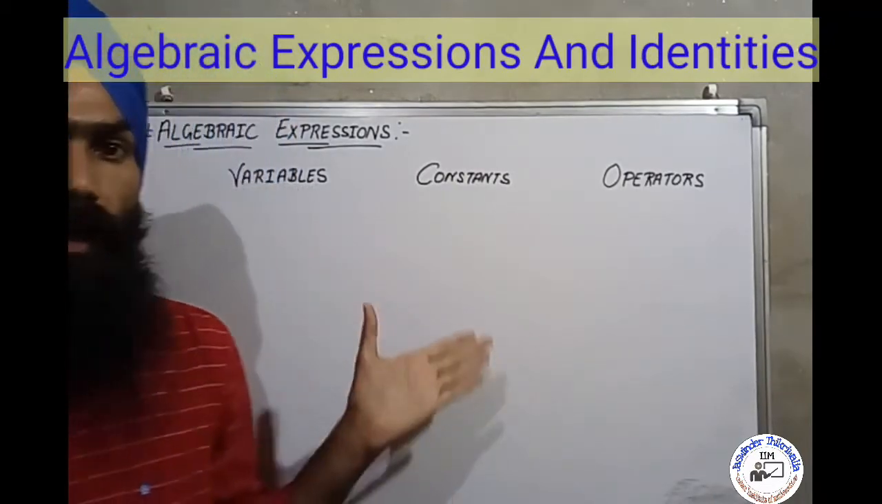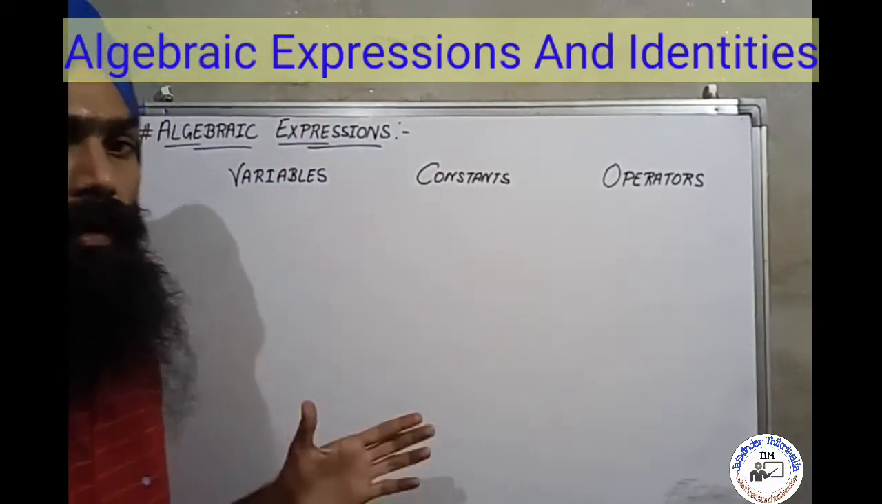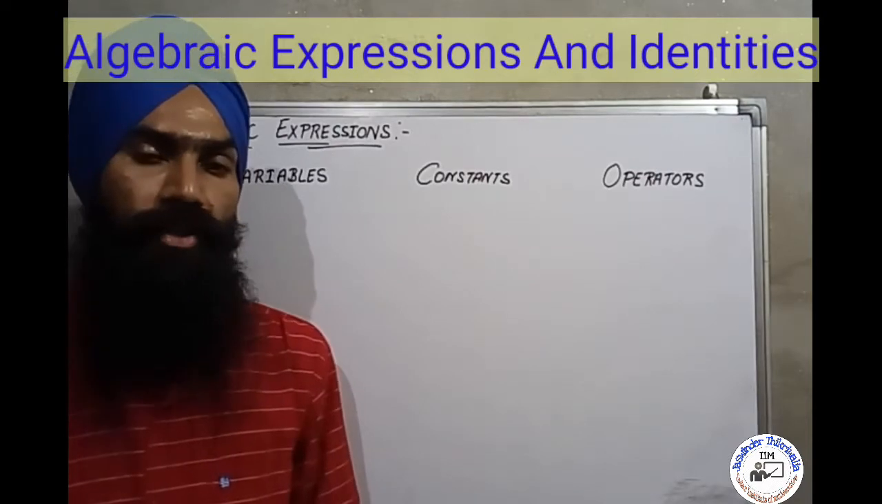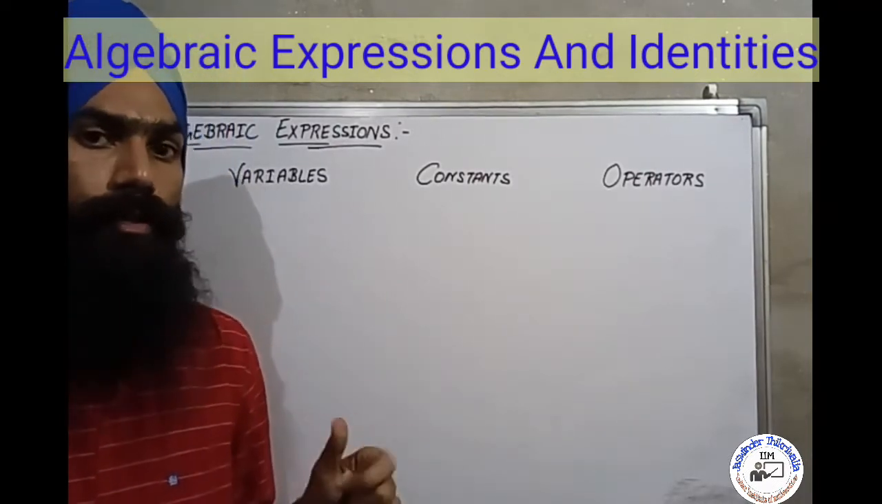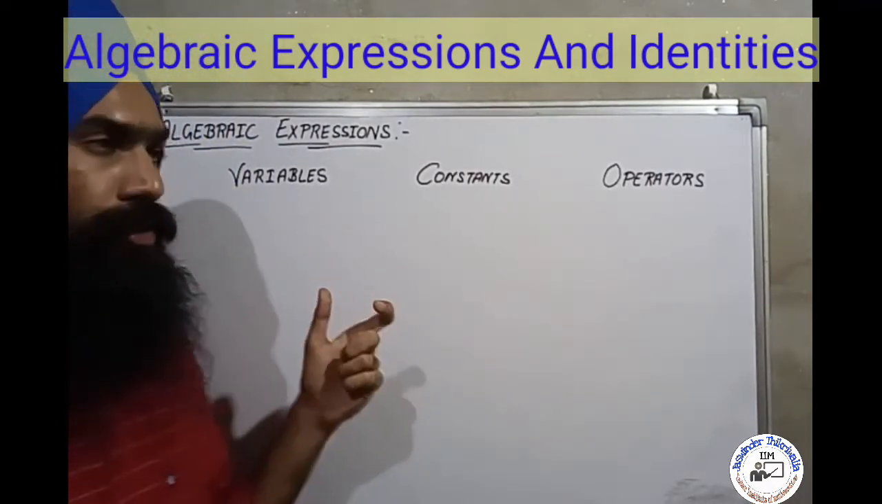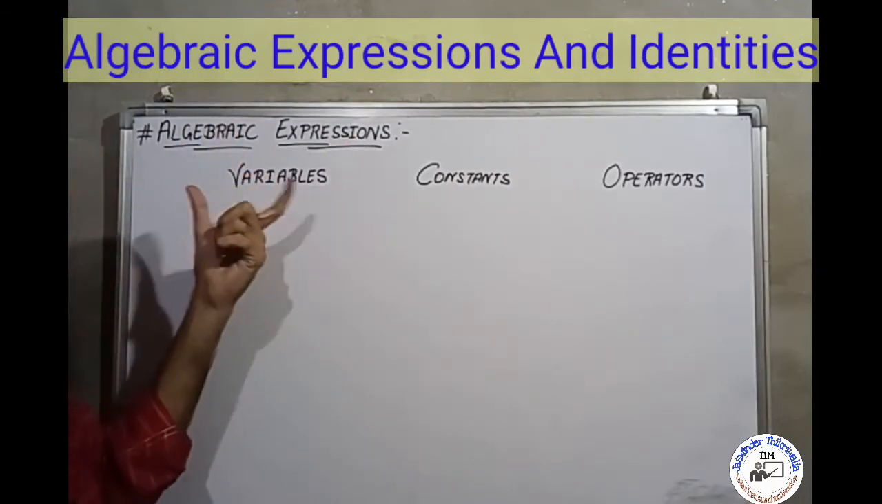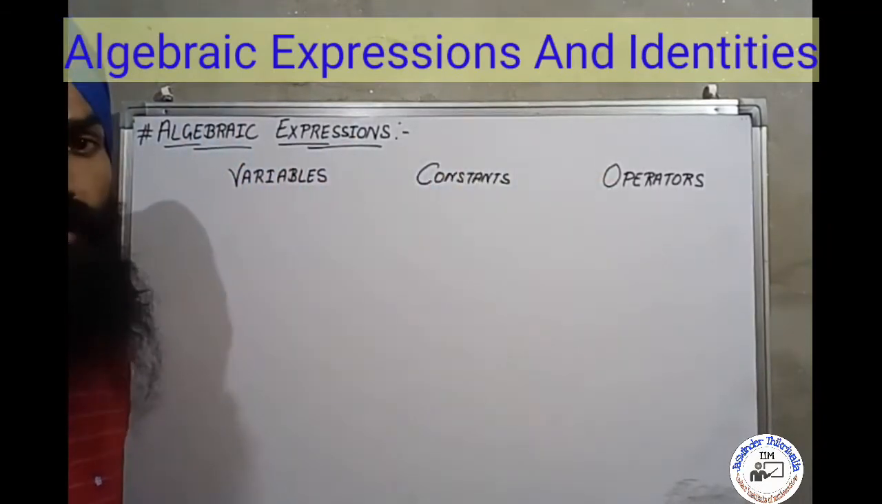Today, with the topic of class 8th, chapter number 9, Algebraic Expressions and Identities. First of all, we will discuss what algebraic expressions are. Algebraic expressions are a combination of variables, constants and operators.